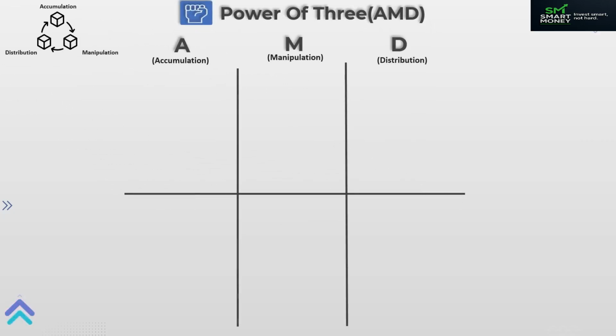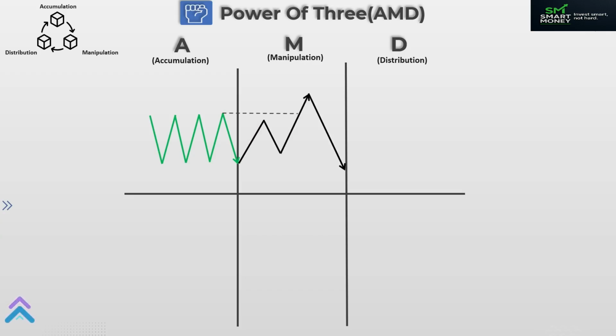Basically, the price goes through an accumulation phase, which is essentially a period of consolidation where the price moves sideways. Then, it manipulates by taking out liquidity. And finally, it distributes within the range that the manipulation created.